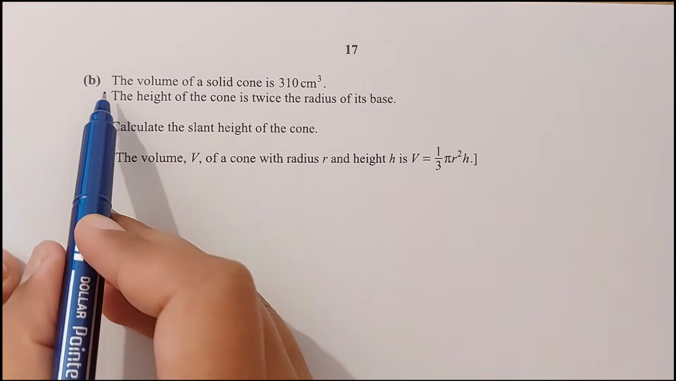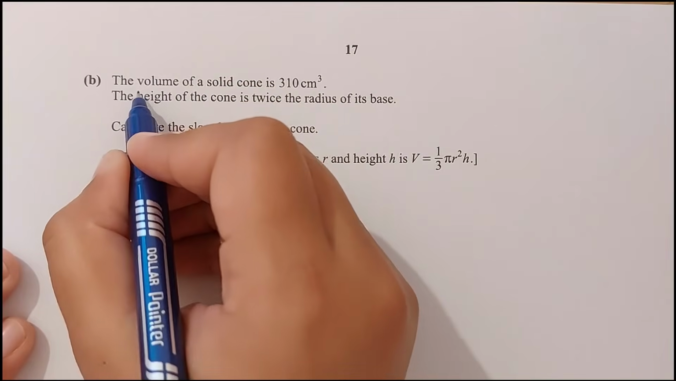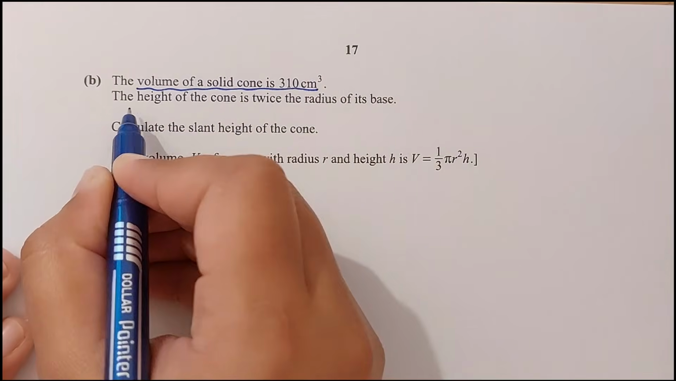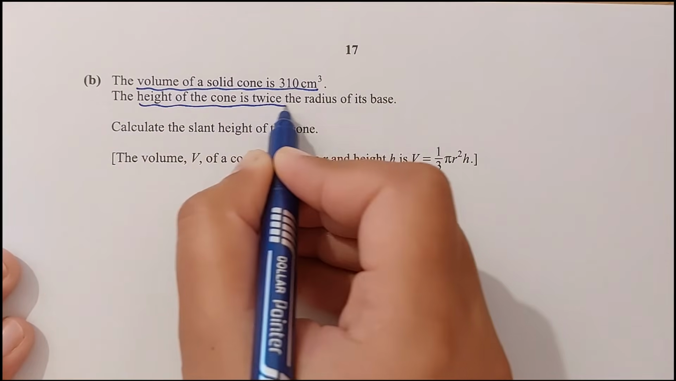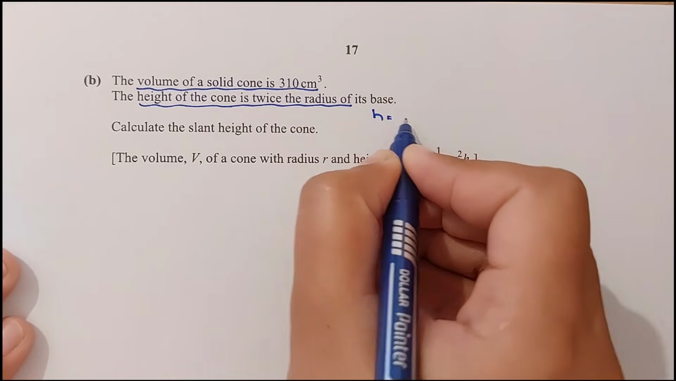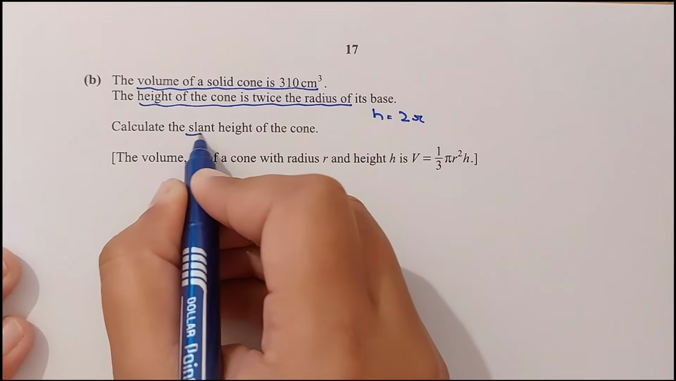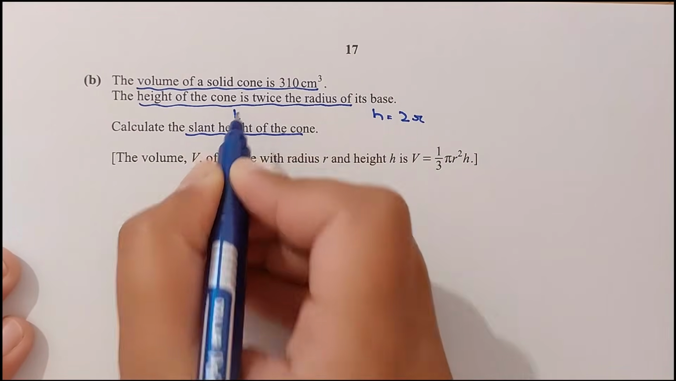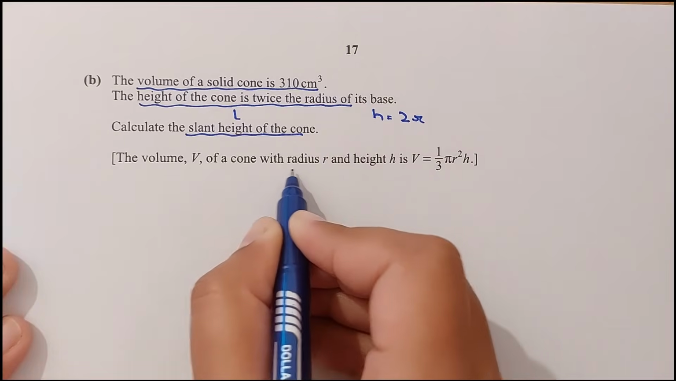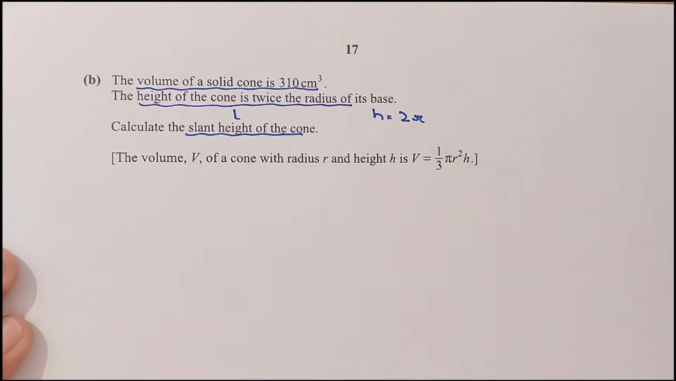Part B, the volume of a solid cone is 310 centimeter cubed. We have been given the volume of the cone. The height of the cone is twice the radius of its base. Calculate the slant height of the cone. We need to find L. The volume V of a cone with radius R and height H is V equals 1 by 3 pi r squared H.